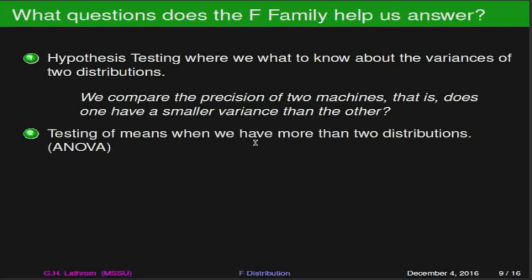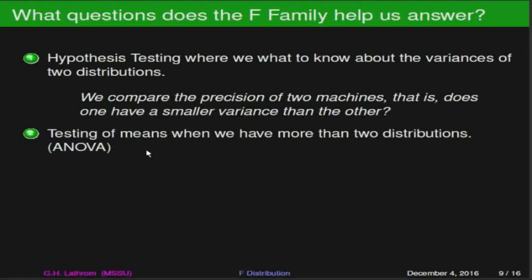The second case where the F family is going to come into play is in testing of means when we have more than two distributions. So our beginning motivating example was what happens if we have 3 groups or 4 groups or 5 groups. We couldn't do the multiple t-tests because our level of type 1 error would just end up going through the roof, and so we need a different solution. Well, that solution is something called an analysis of variance, so an ANOVA.